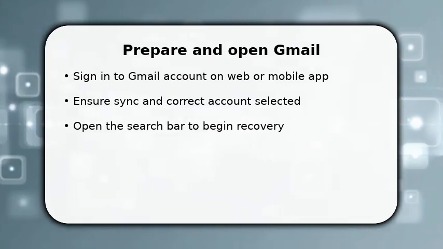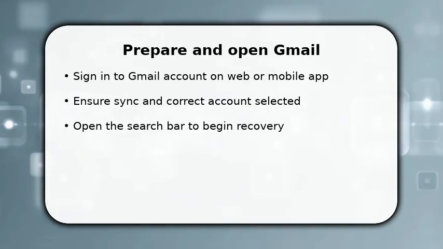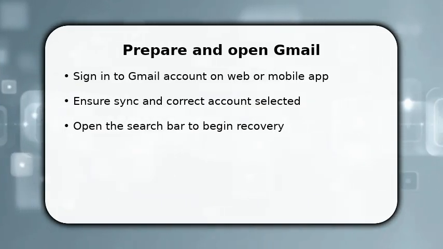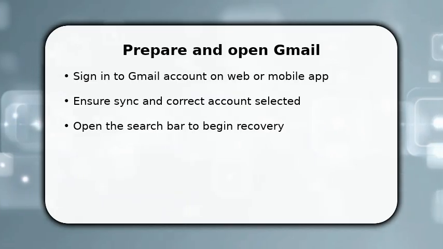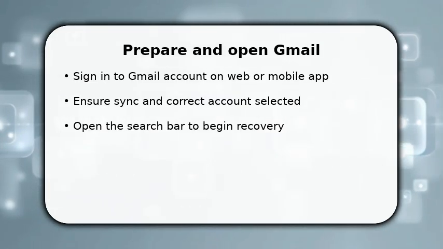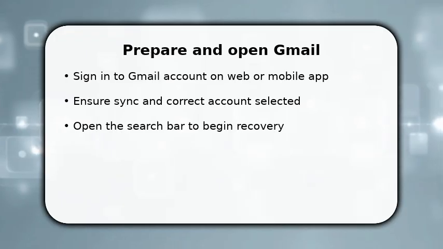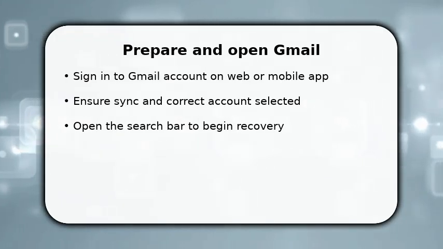Start in Gmail now. First, confirm you're using the account that holds the archived messages and that sync is enabled. Once done, focus on the search bar at the top. You will use search operators to surface archived mail quickly. Make sure you're on All Mail view if available. This reveals archived messages that are out of the inbox.